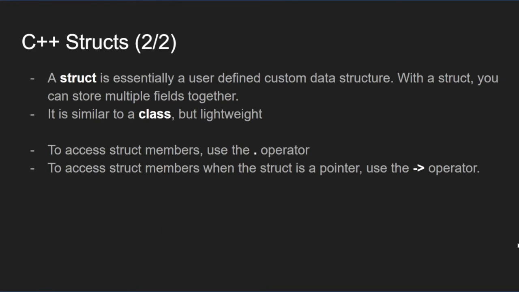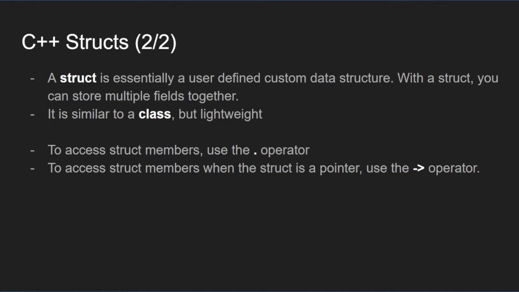So moving on into structs. A struct is very similar to a class, but it's a lot more lightweight. It's usually used for storing information. With a struct, you're able to store multiple fields together, which is a very helpful thing to have. To declare a struct, you define a struct and then put in all of the members or variables inside of that struct. And then to actually access those, you can use the dot operator or the pointer operator.